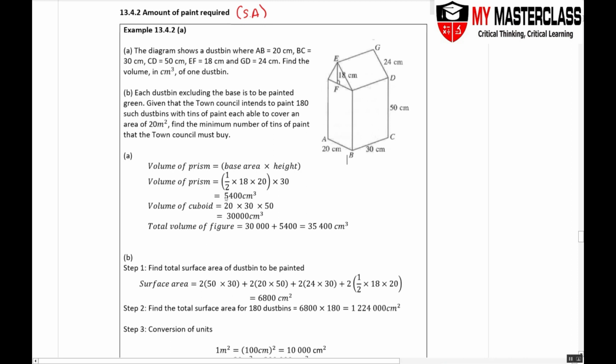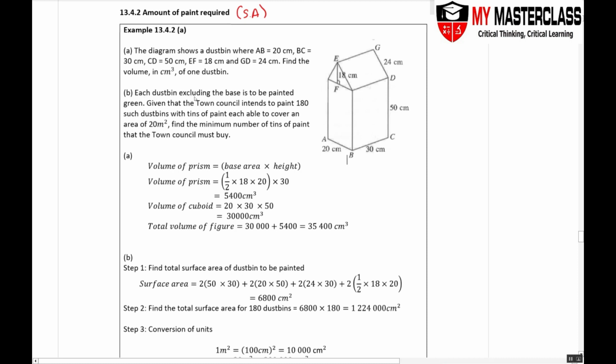Cuboid, very straightforward. Length times breadth times height: 20 times 30 times 50. You get 30,000. From there, just sum up the two volumes and you get the total volume of the figure itself. This one should be quite straightforward. Part B might be the one that's a bit more troublesome.